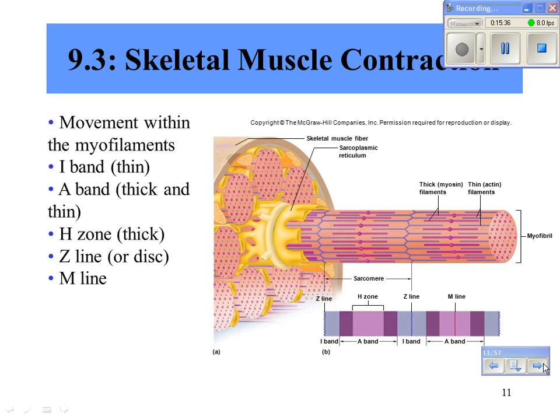I think we'll stop there for today. That's a good place to stop, and we'll talk about having a muscle contraction and take a look at our myofibril in our next segment.